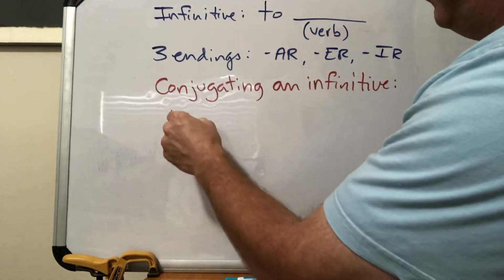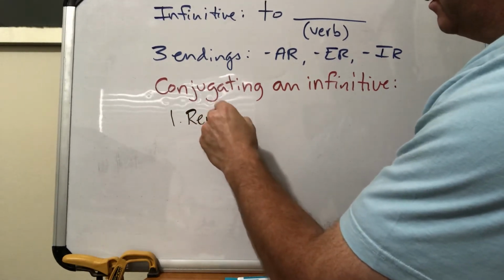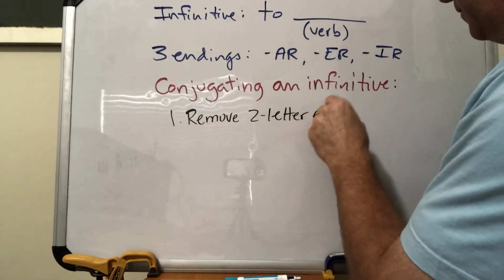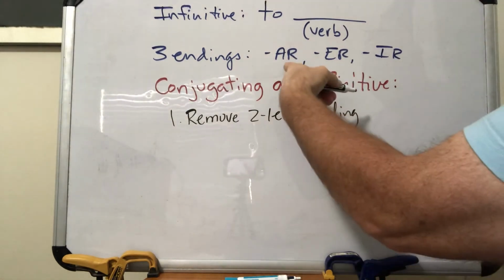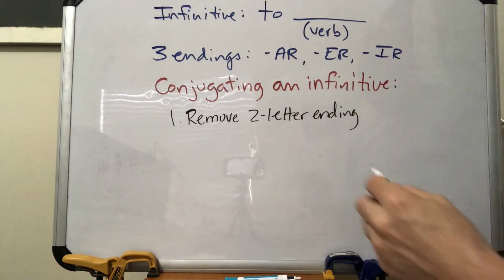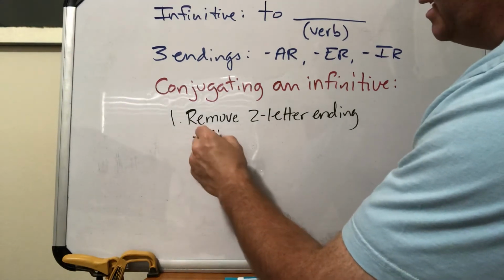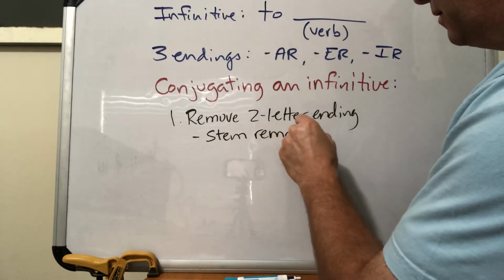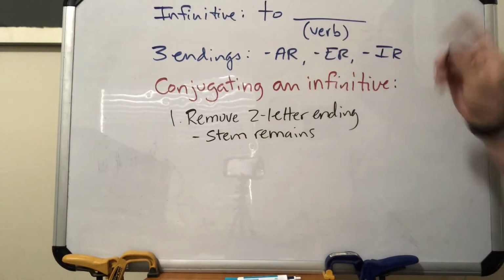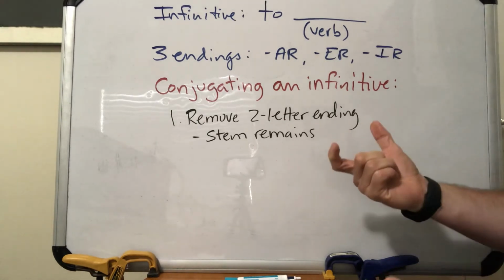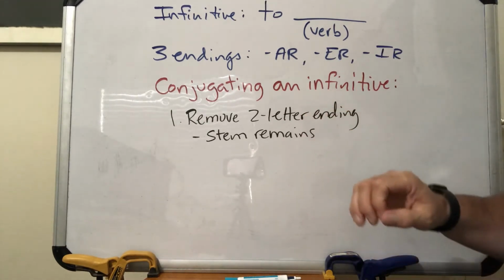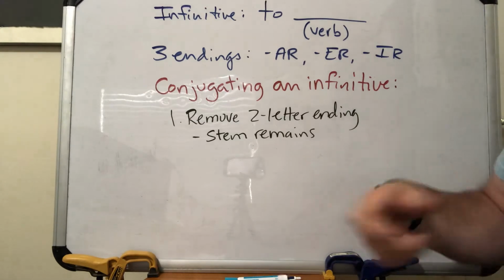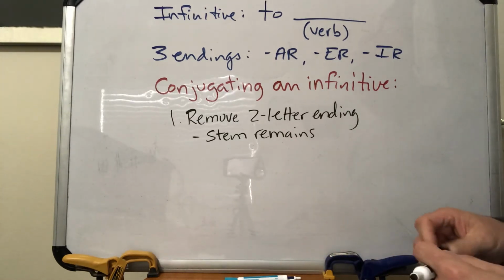We're going to remove the 2-letter ending. So this ending here, the AR, ER, IR, we're going to take that off. And then the stem is what's left. So the stem remains after we've taken off our 2-letter ending. Okay? And that's what we work with. You'll see the stem is common to all of the forms. These are regular verbs. Remember, tener, we saw that wasn't the case.